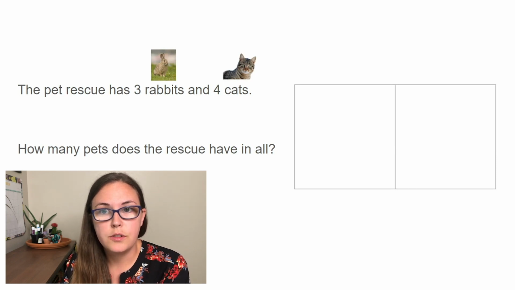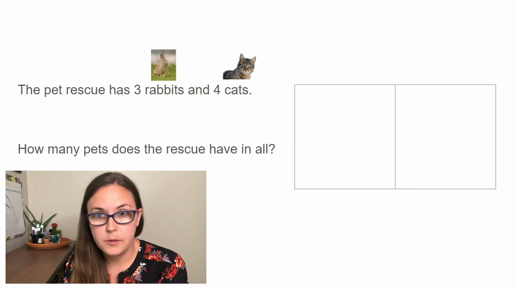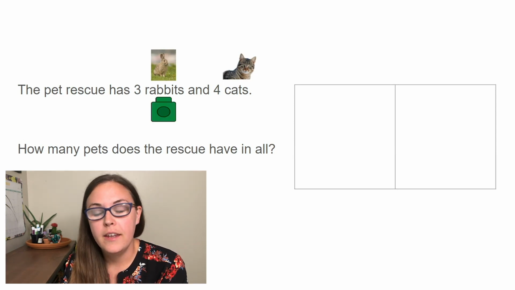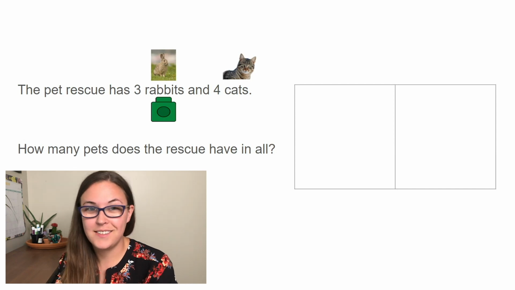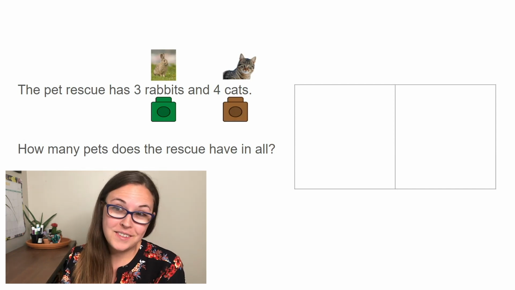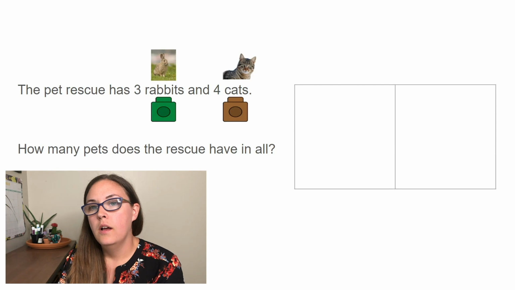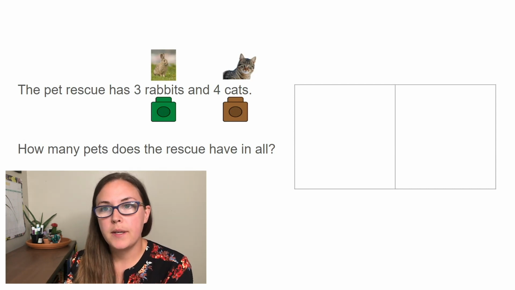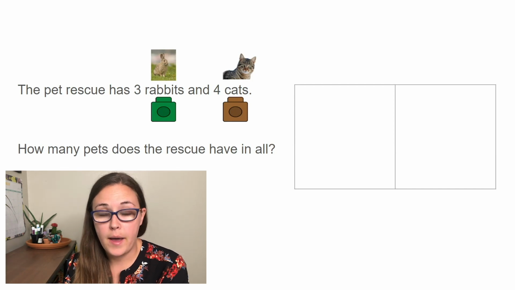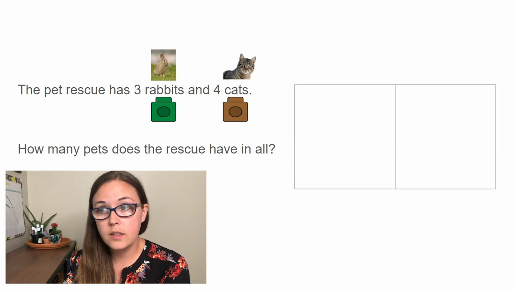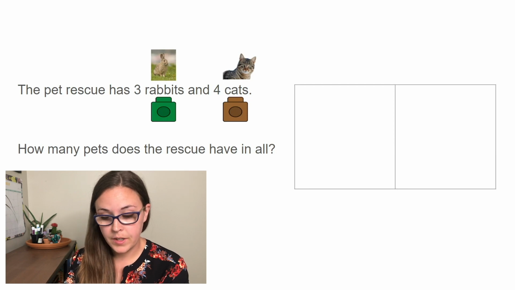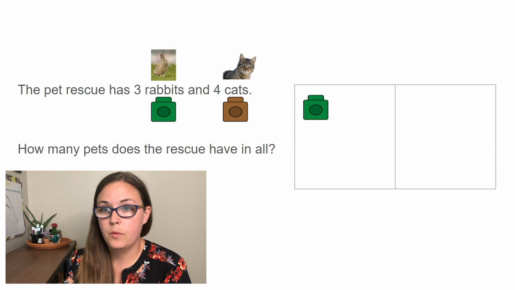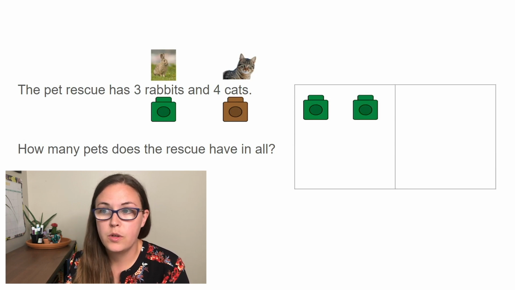The first thing we'll do is pick a color of snap cubes to represent the rabbits. I picked green. Then we'll do the same thing for the cats. And for the cats, I picked the brown ones. So the first thing we should do is we need to model 3 rabbits and 4 cats in our map. So on the left half, I'd like you to place 3 objects. 1, 2, 3.